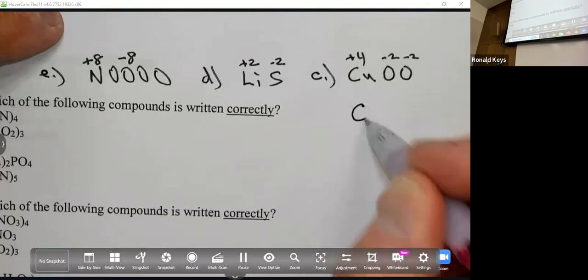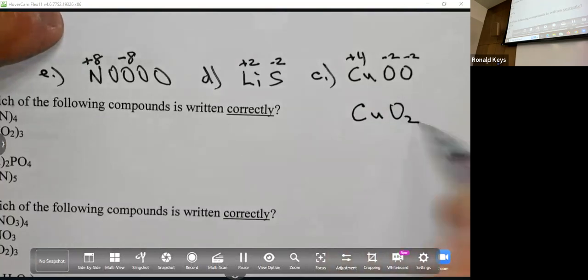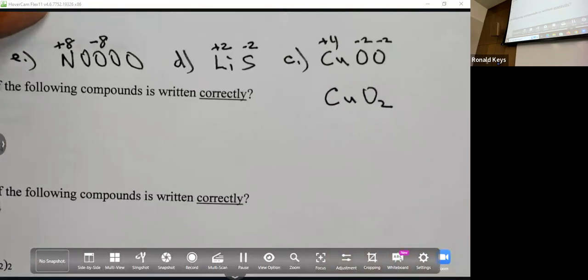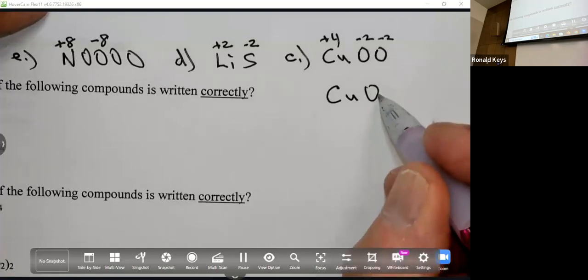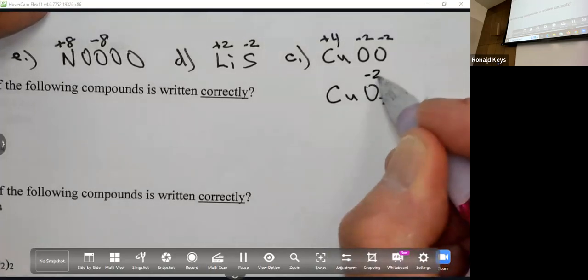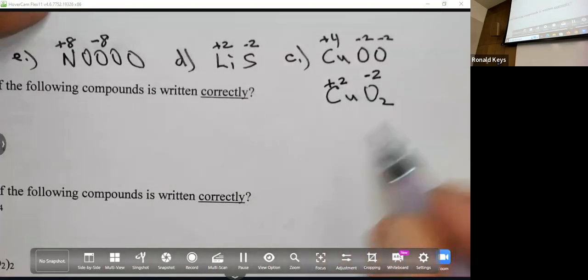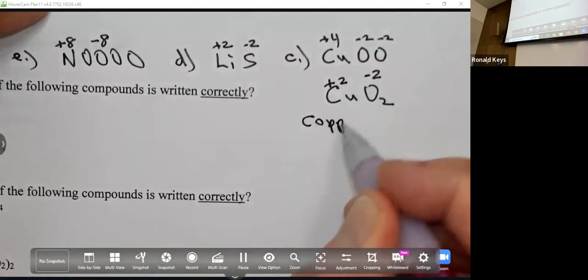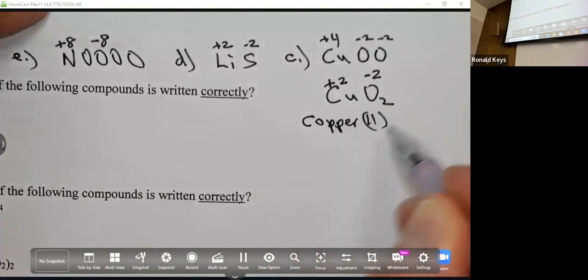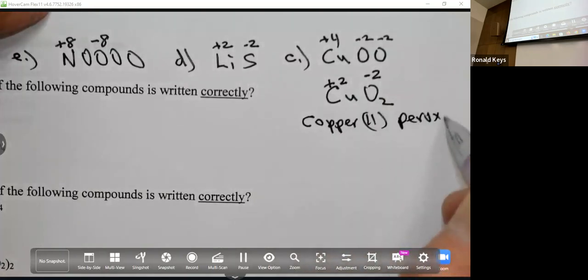However, the O2 can be peroxide. And if this is peroxide, the charge is minus two and the copper charge is plus two would work. This is a valid compound. This is copper two peroxide.